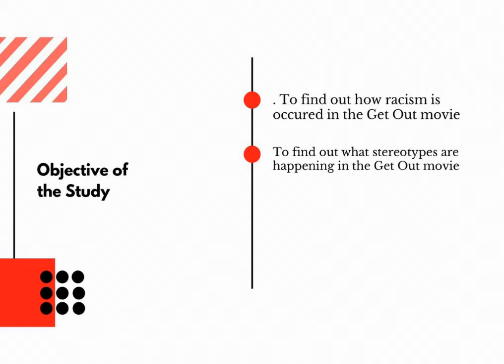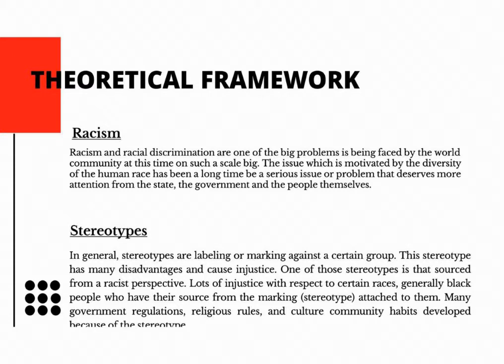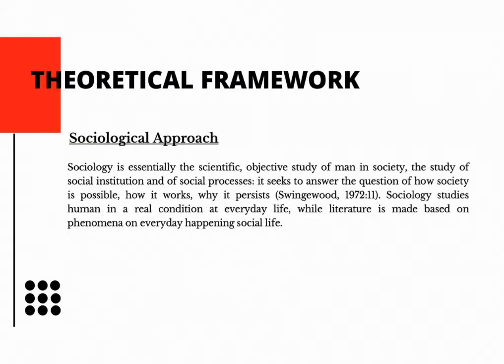Second, objectives of the study. The researcher will identify the problem that appears in this movie as follows. First, to find out how racism occurred in Get Out movie. Second, to find out what stereotypes are happening in Get Out movie. Third, in the theoretical framework, the researcher explained about racism, stereotype, and sociological approach.